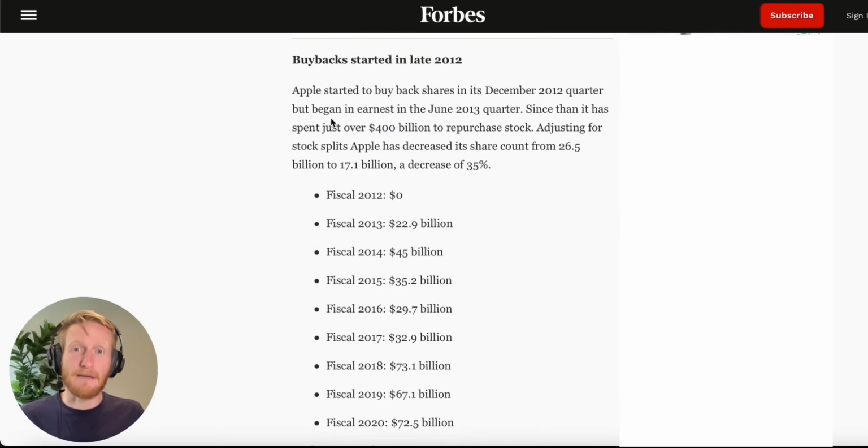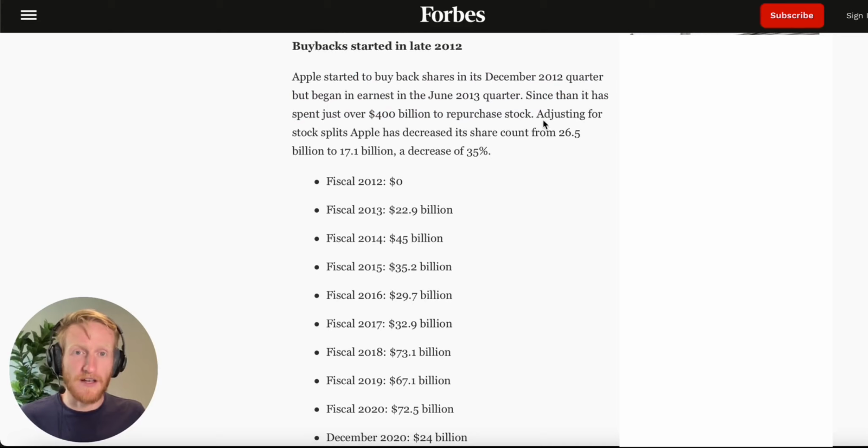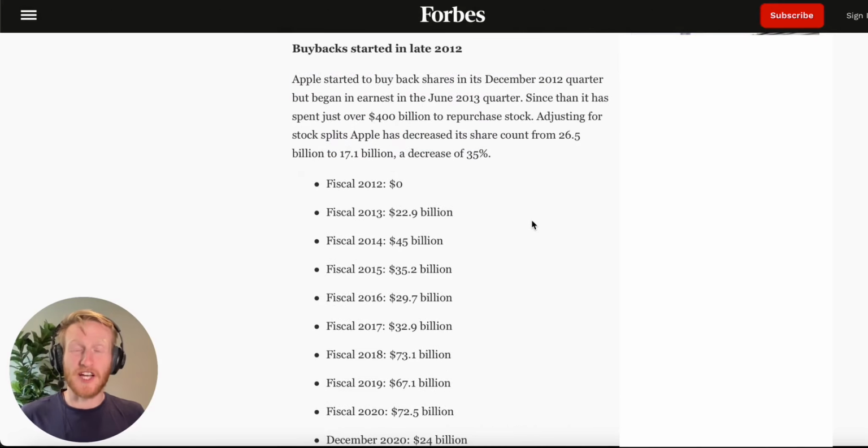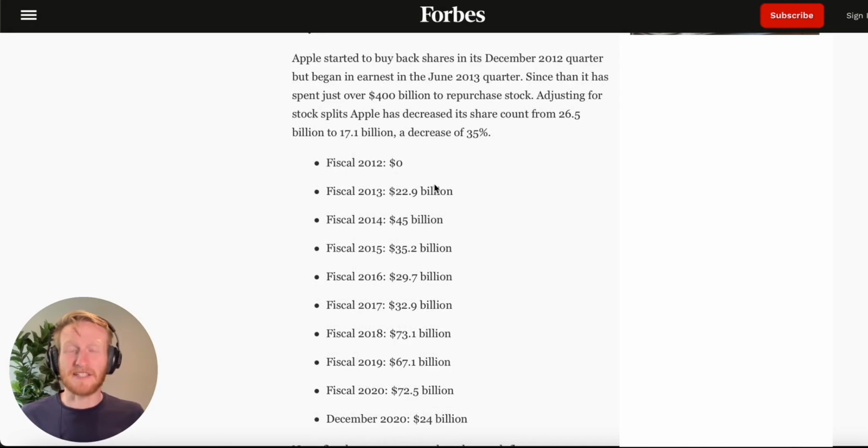Apple has been buying back shares since late 2012, and since then it has spent over $400 billion repurchasing stock. If you adjust for stock splits, Apple has decreased its share count from 26 billion to about 17 billion, a decrease of about 35%. So if you're a shareholder since 2012 and you've held onto your shares, your ownership has actually increased, as Apple has reduced the amount of slices in the whole pie. These buybacks are funded by the free cash flow generated from the business and its retained earnings.